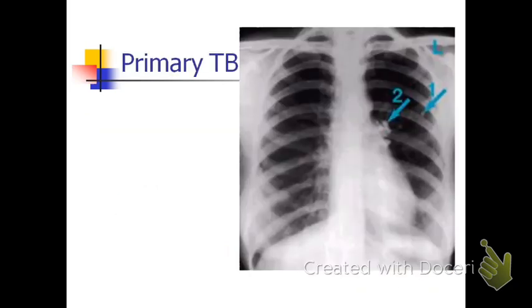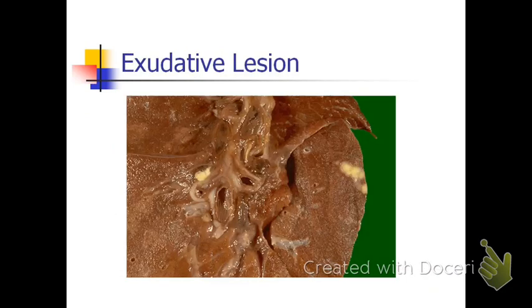So this is a chest x-ray of a person with primary tuberculosis. Of course, we will not deal with this. In case you want to be a radiologist in the future, then you'll be dealing with the interpretation and analysis of this x-ray film. Now, this one is an example of the exudative lesion, one of the lesions that you could probably see in the lungs. So take note of this particular cheesy necrotic tissue.